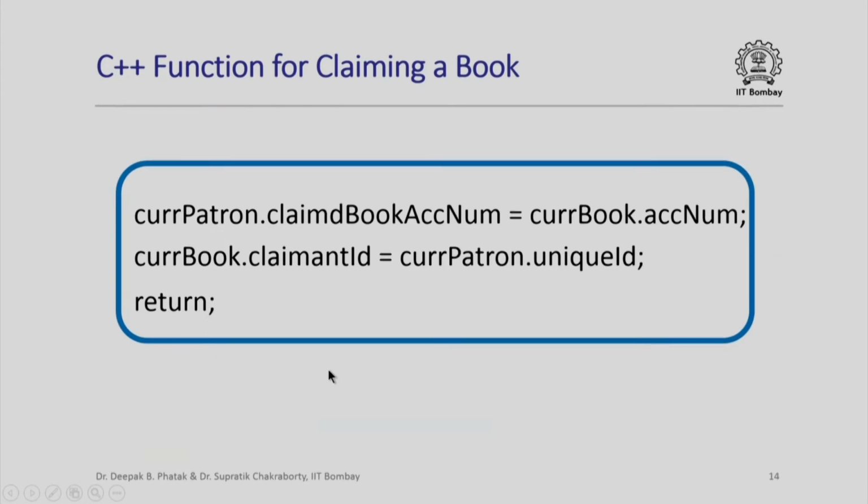And how does that happen? We basically copy current book's accession number to the claimed book accession number member of current patron, and we copy the unique ID of current patron to the claimant ID member of current book, and we return. So, this is how we can implement claiming of a book in our library information management system.